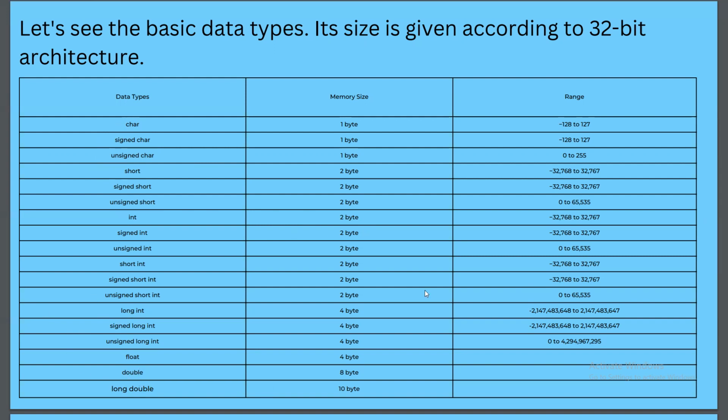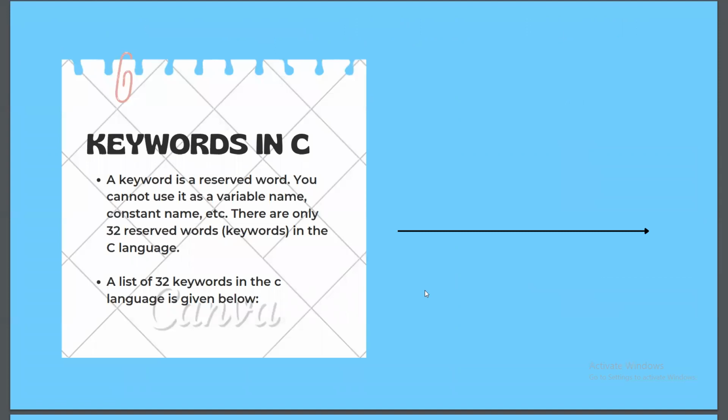Now the next topic is keywords in C. A keyword is a reserved word. You cannot use it as a variable name, constant name, etc. There are only 32 reserved words in the C language, as I taught you in my previous video. These are the keywords that are reserved. We cannot use them as a variable, meaning we cannot assign any value to a reserved keyword. Otherwise, it will give you an error and your code will not be converted into object code.